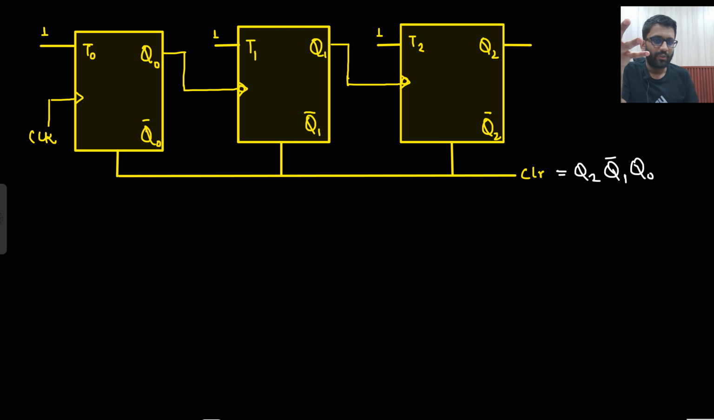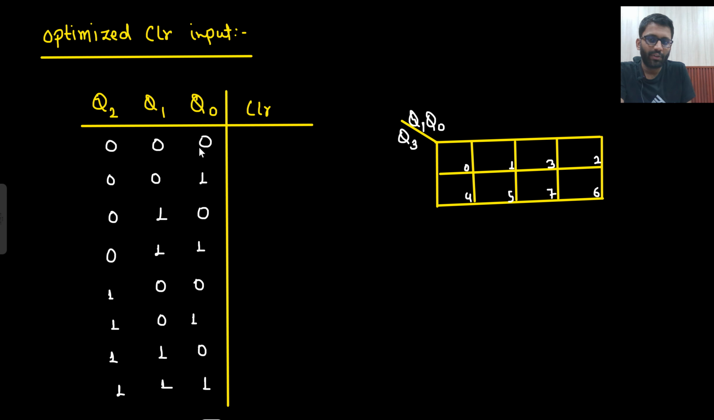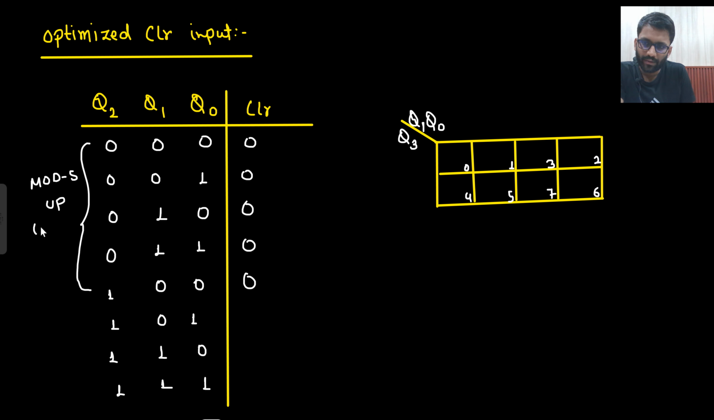Now how to optimize it, because this is not the optimized design. For 0 0 0 you want your clear to be 0 only, because this is an up counter. Here also you want it to be 0, here also, here also, and here also you want it 0 only. So this will make your mode 5 up counter, till here. This is your mode 5 up counter.